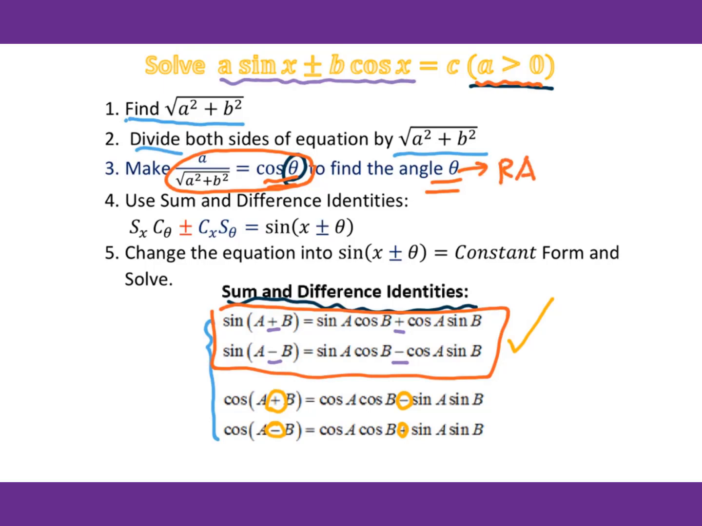Then use the backwards of the sum and difference identity. Sin cosine plus cosine sin, then you can change into this format. So remember, as C, C, S. Then after you change the trig equation into this pattern, then you can solve.